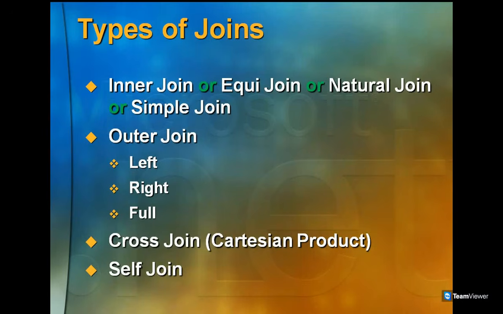The first join would be inner join or equi join or natural join or simple join. Second is outer join. Here we have three varieties: left, right, full. And the third join you have is cross join or Cartesian product, and the fourth join you would be having is self join.